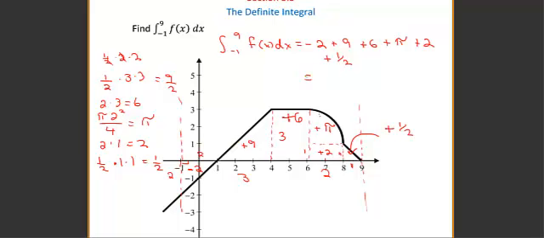Let's see, I can move some things. A -2 and a 2, those cancel out, and so I'll have 9/2 plus 6 plus 1/2, which is 15.5. 15.5 would be 31/2 plus pi, and that would be the value of this definite integral. The definite integral, again, just calculates the area under a curve. If the curve falls below the x-axis, it treats that area as negative.